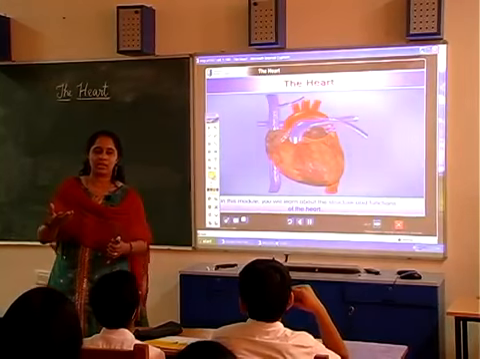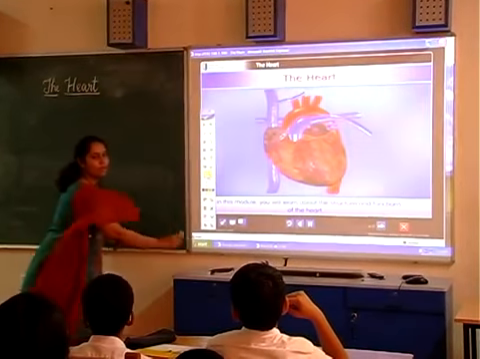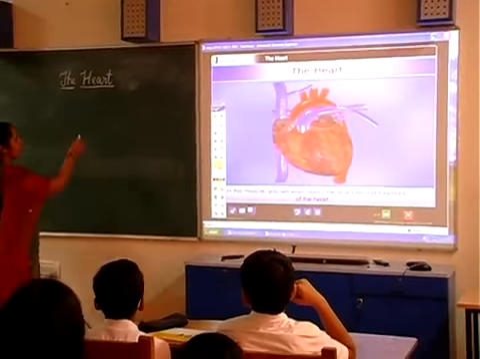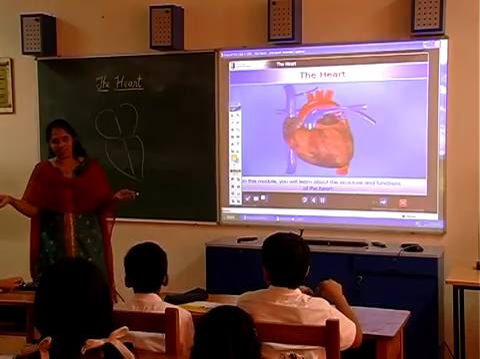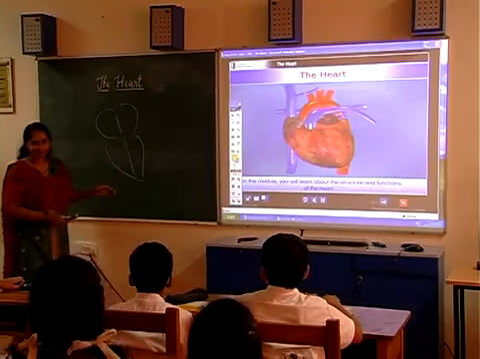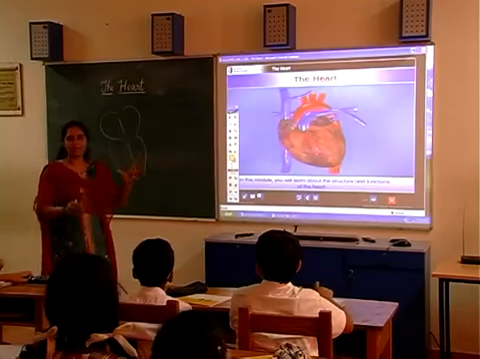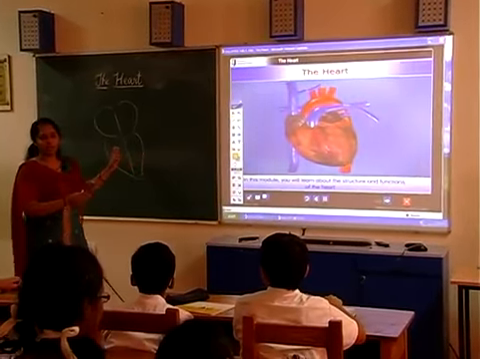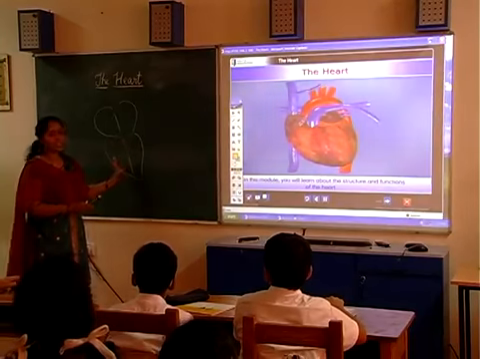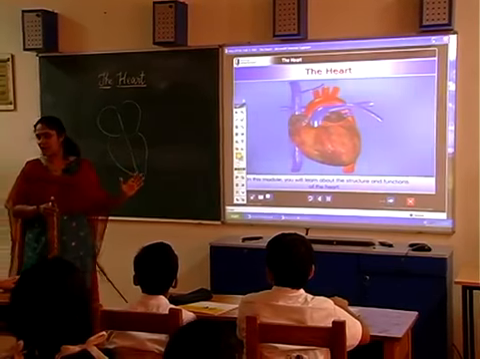Normally when you see a textbook or when I draw on the board, you draw something like this, and many of you draw it heart shaped. Is the heart heart shaped? Obviously not. We know it is composed of muscles and there are chambers, and the shape is not exactly like a heart. It is tilted towards the left slightly.